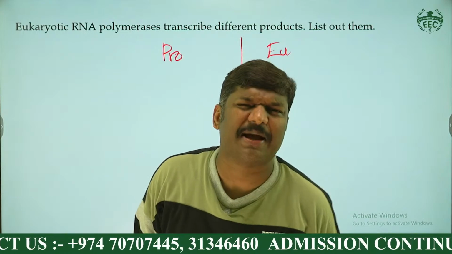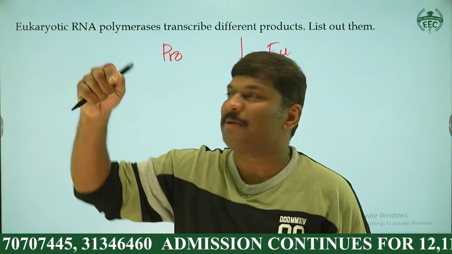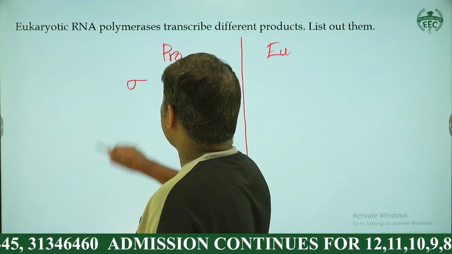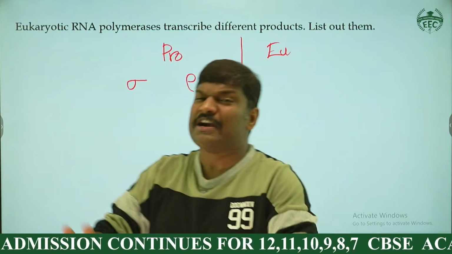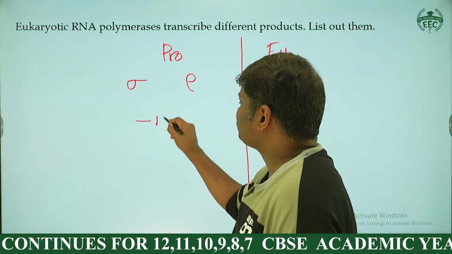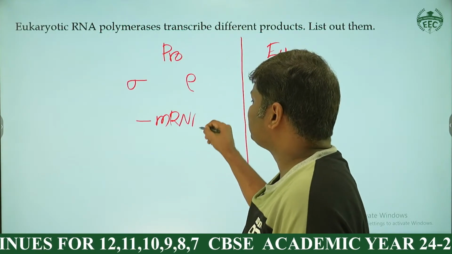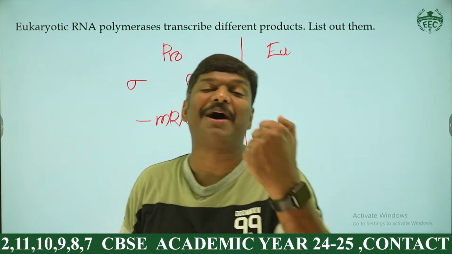Prokaryotic transcription is comparatively very simple. When DNA-dependent RNA polymerase enters, there is a sigma factor for initiating the process, and there is a rho factor for terminating the process. After prokaryotic transcription, mRNA is produced directly. There is no intermediate structure developed. Directly the mRNA is produced.